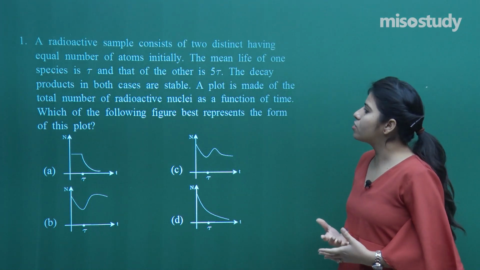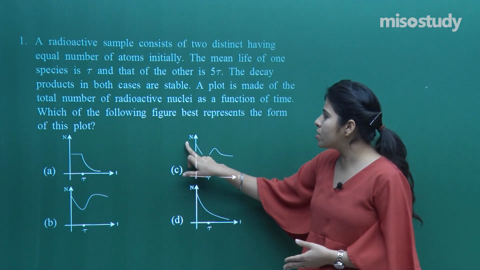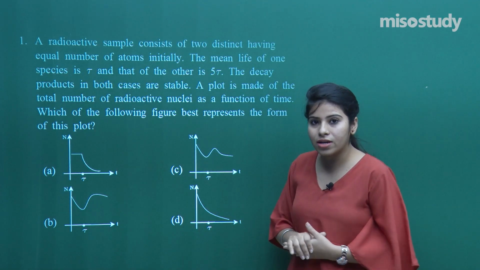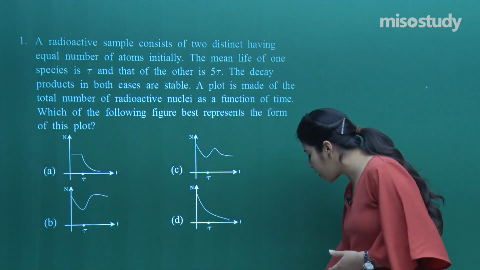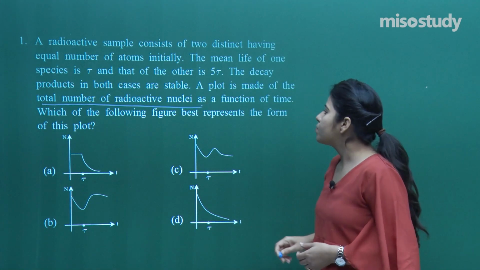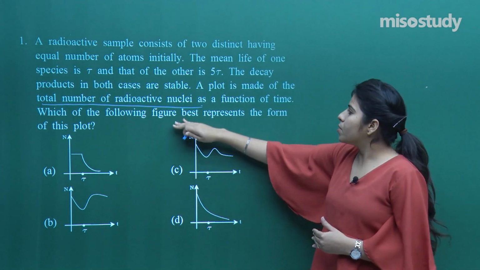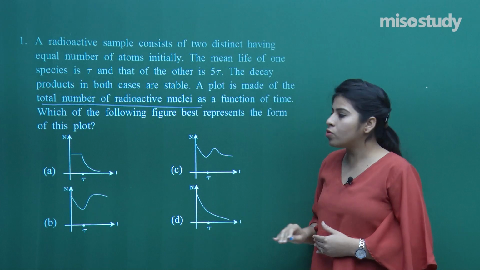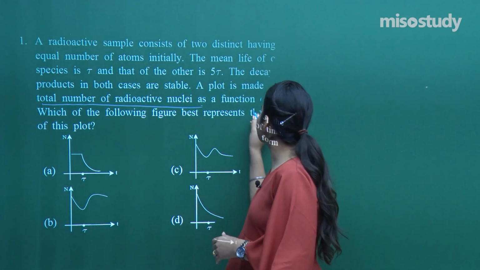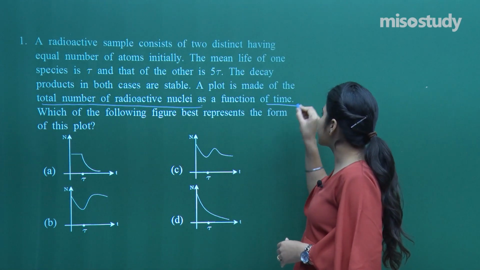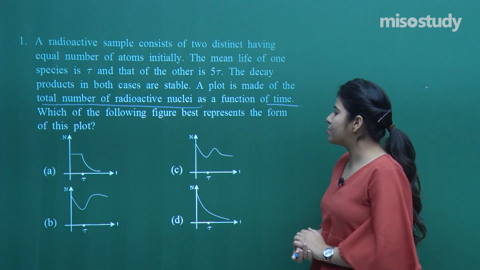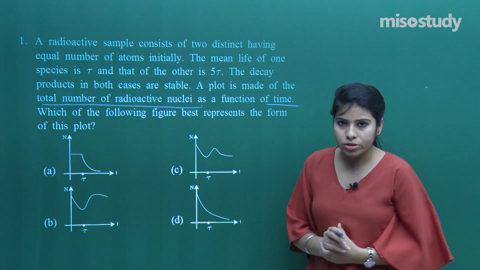So a plot is made of the total number of radioactive nuclei, that is N. You can see easily that N has been written over here, so N is nothing but the number of radioactive nuclei. The plot is given between the total number of radioactive nuclei as a function of time, and t is the time. Now which of the following figures best represents the form of this plot?